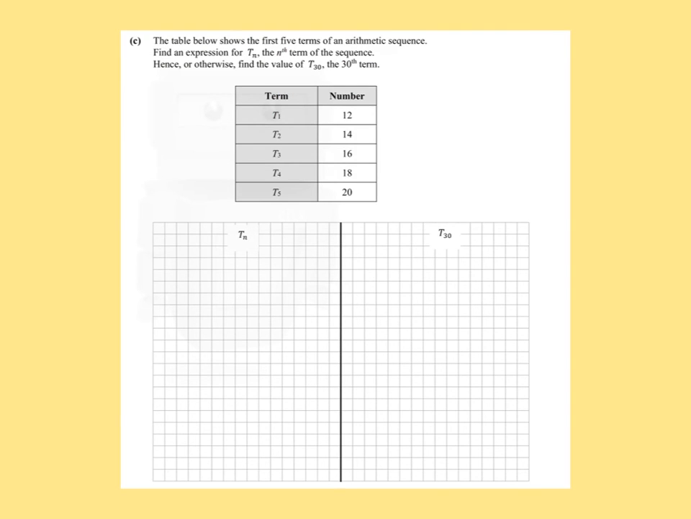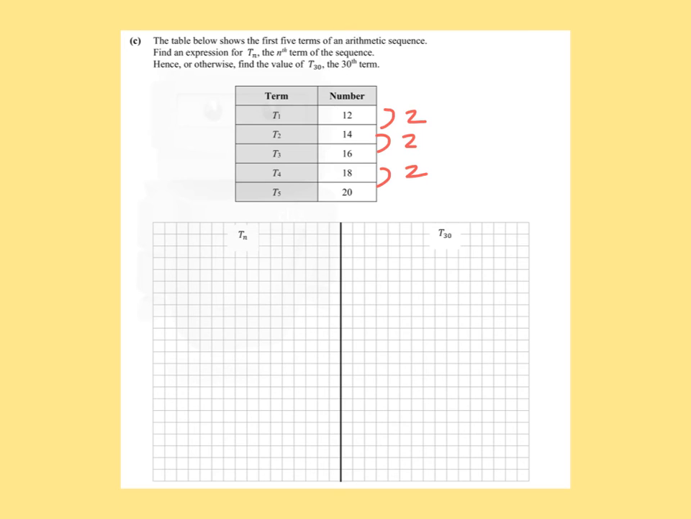And the final question here, this is actually an exam question. The table below shows the first 5 terms of an arithmetic sequence. Find an expression for Tn, the nth term of the sequence. Hence or otherwise, find the value of T30, the 30th term. So first of all, they've already told me it's an arithmetic sequence, but I can also see here that it goes up in 2s.